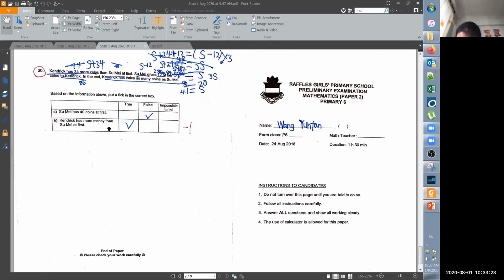Okay, good. So over here it says you have more coins doesn't mean you have more money than me. Let's say I have just a $1 coin and you have 10 cent coins. So basically you have 90 cents, I have $1. So it's impossible to tell, right?